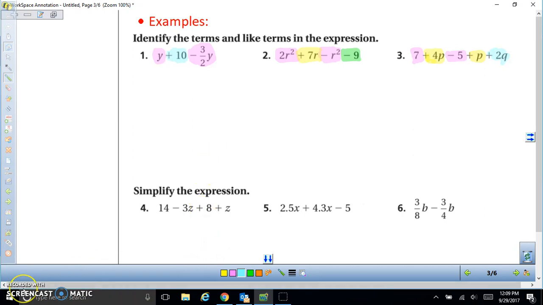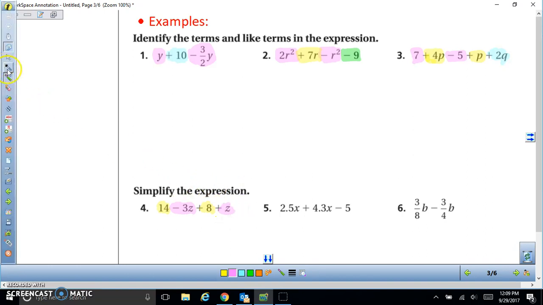Now we're going to go through and actually combine our like terms. So, problem number 4. Let's go back through and first identify. We have 14, a number. Looking for anything else that has a number. This has a z, so that's not it. 8 is a number, so those two are like terms. Now let's go back through. Z, this is a negative 3z, so what's a like term with a negative 3z? Z is a like term with it.